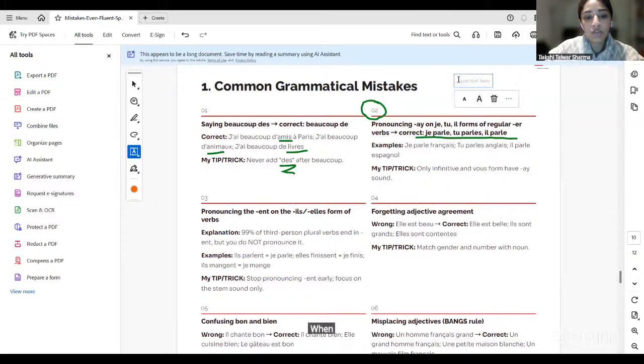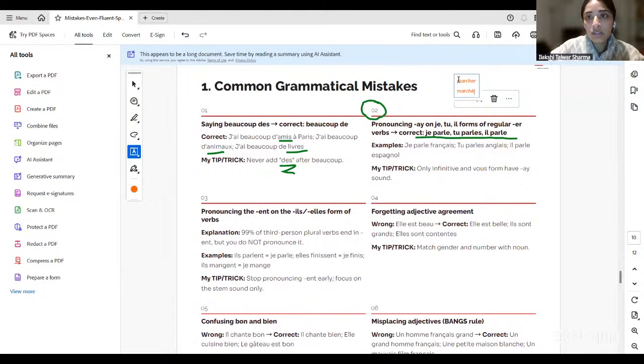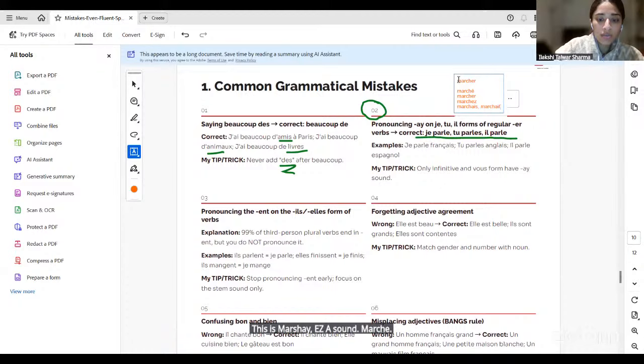When do we use the A sound? I'll take marcher as an example, okay? This is marché, walked, correct? This is the A sound. This is marcher, infinitive, A sound. This is marchez, EZ, A sound. Marchais, marchais, marchait. This is my imperfect conjugation. Correct? Other than this, the sound of A does not happen.